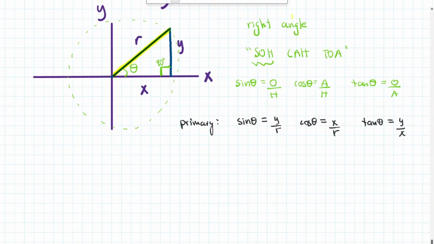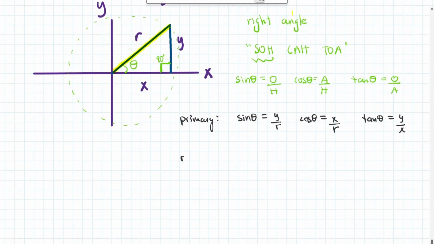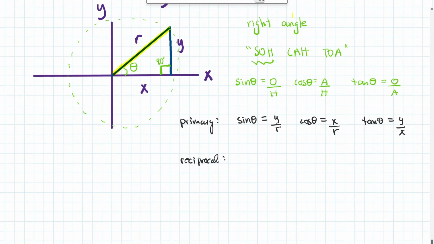So now let's think, what are our reciprocals? Reciprocal means that you take 1 over your existing value. So what is the reciprocal of sine? 1 over sine theta equals cosecant theta. We have that 1 over cos theta equals secant theta, and 1 over tan theta equals cotangent theta.